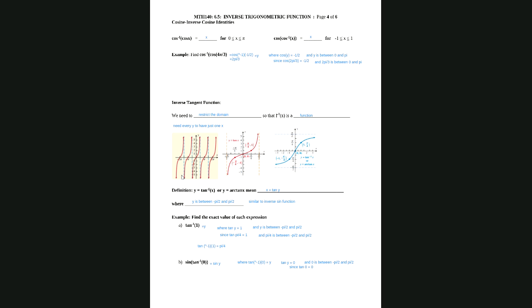Since the tangent of 0 is equal to 0, oops, up above, this 0 should have actually been a y here. And 0 is between negative pi over 2 and pi over 2. That tells me that the inverse tangent of 0 is equal to 0. So over here, I need to find the sine of 0. And I know that's equal to 0.